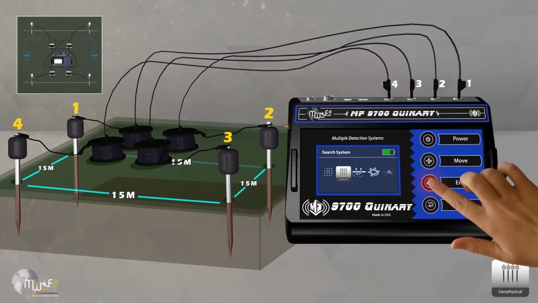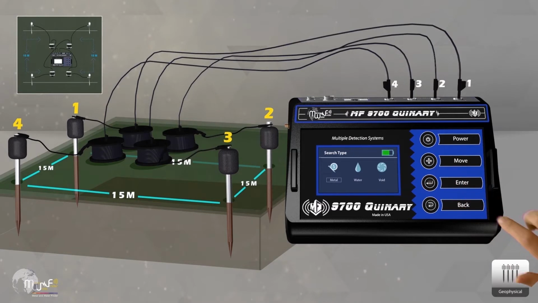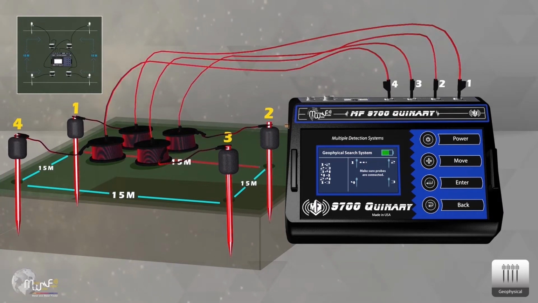Click Enter to display a message stating some recommendation for a successful scan. Choose the type of targets to search for: metal, water, or voids. Click on Enter and the device will start searching between probes. If the connection between the probes is not good or is faulty, a message will appear to make sure that the electrodes are connected properly.